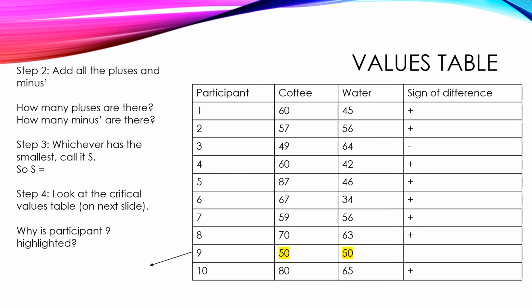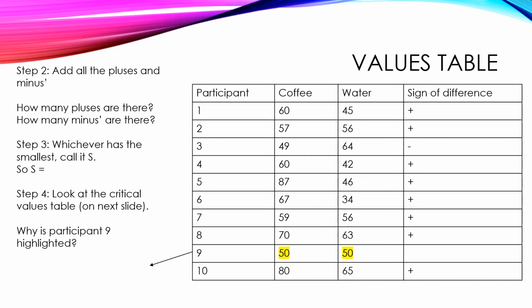Okay, so this is the table with all the different pluses and the minus in. So the step 2, after you've done the coffee minus the water, is to work out how many pluses are there and how many minuses are there. You'll see from this table that we have 8 pluses and 1 minus.